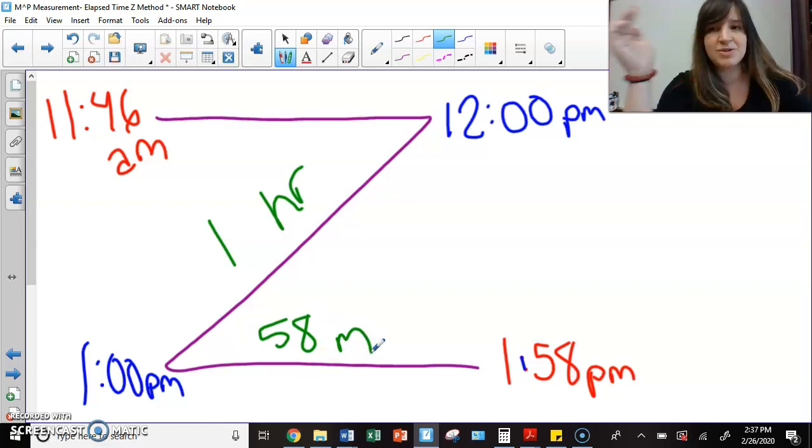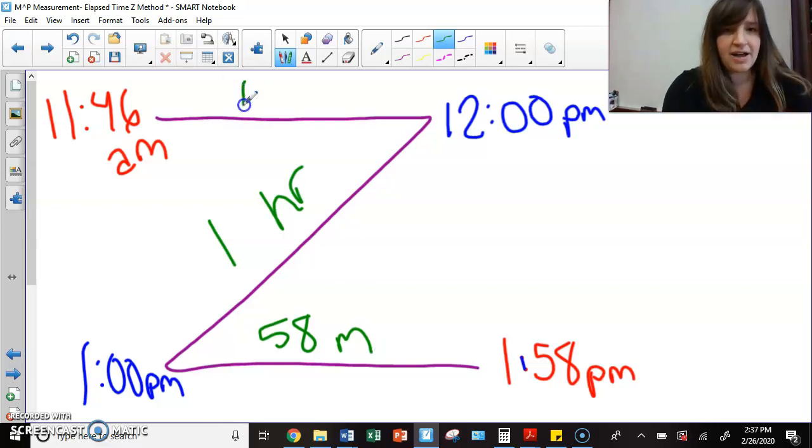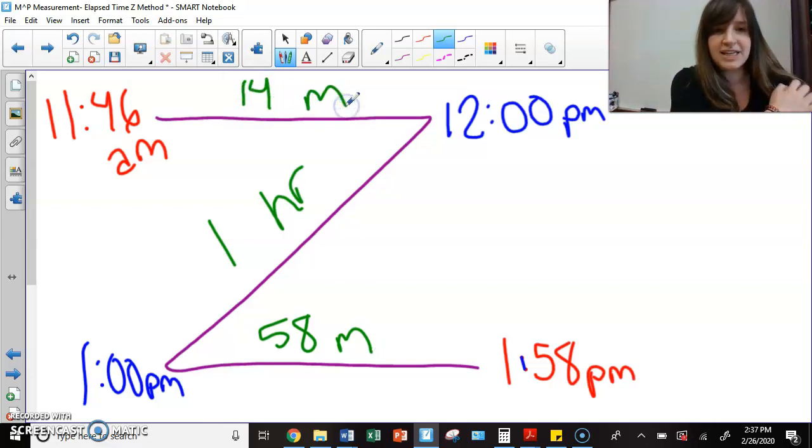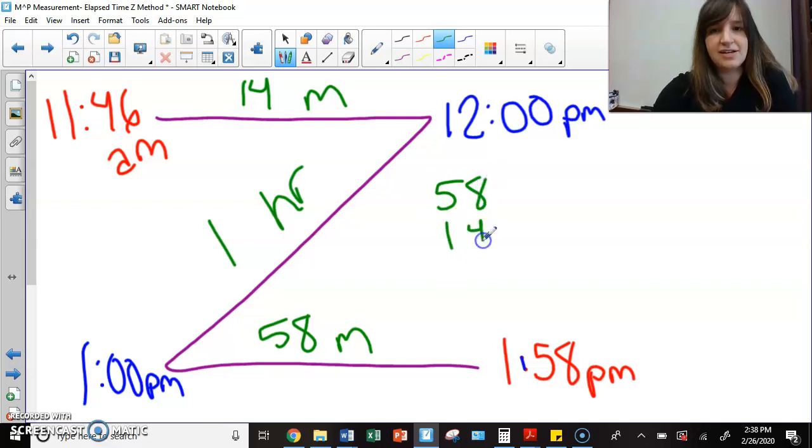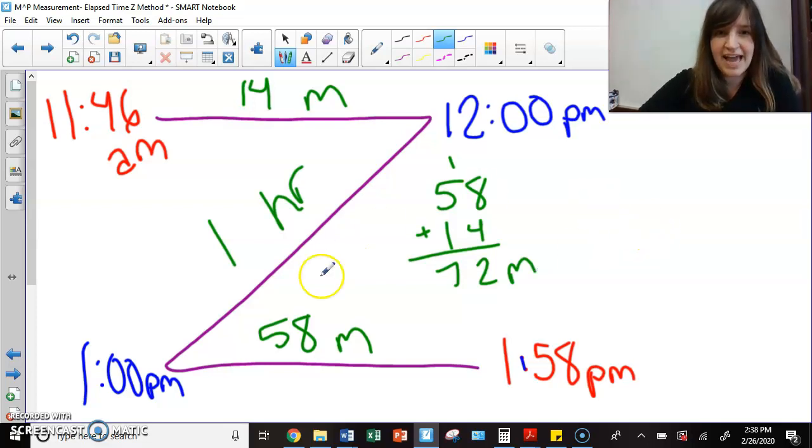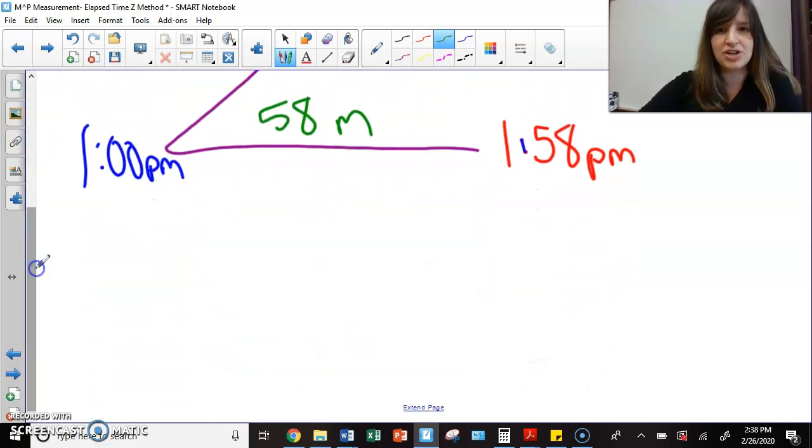And then my top amount, I'm doing 60 minus 46. I can do it on the calculator, can do it on paper. Mentally, it's going to be 14 minutes. So now I'm going to add up my top line and my bottom line because they are both minutes and they're the same unit. So I'm going to add 58 plus 14. 8 plus 4 is 12. I've got an amount that's bigger than 60, so I've got to do one of those problems again. So I have right now 1 hour and 72 minutes, so I need to transfer that information over.